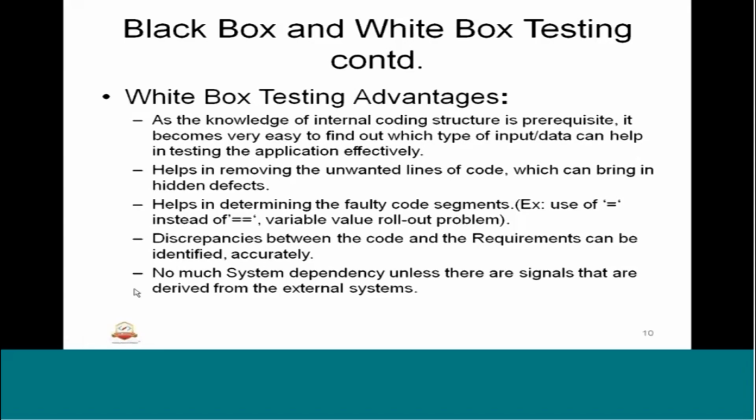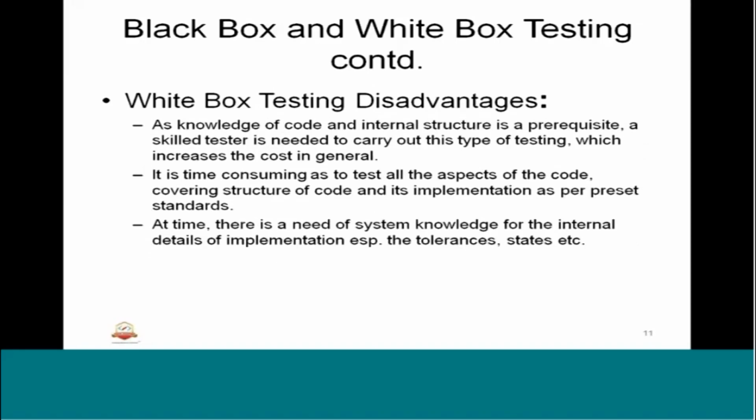And no much system dependency unless there are signals that are derived from the external system. That means he doesn't have to care about the external signals. Suppose some unit he is trying to test, there are a few parameters which are derived from the external system. He doesn't have to trigger the external system. Rather, he can feed the values by himself, whatever the expected values that the signals are supposed to take. So those are some of the white box testing advantages, and now we go through the white box testing disadvantages.